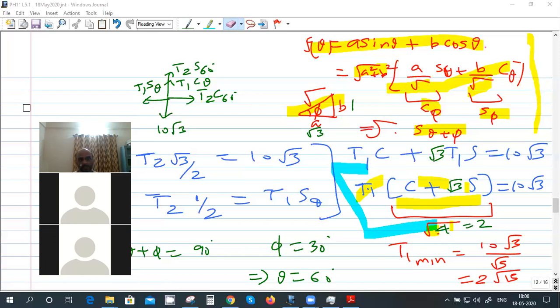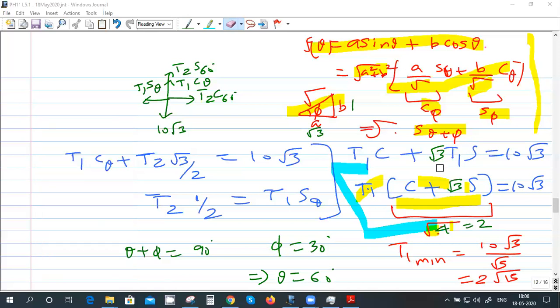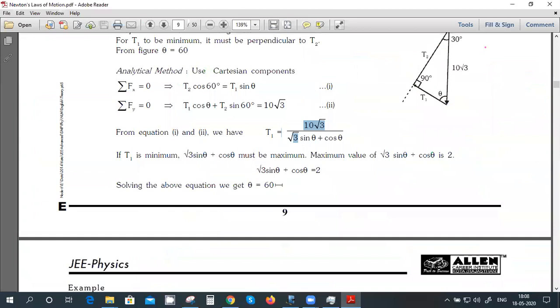Right. Okay. So the mistake is that root 3. That's what you asked. So tan inverse 1 by root 3 is 30 degrees. So phi is 30, so theta is 60. And that's what he has got. Theta is 60 degrees.